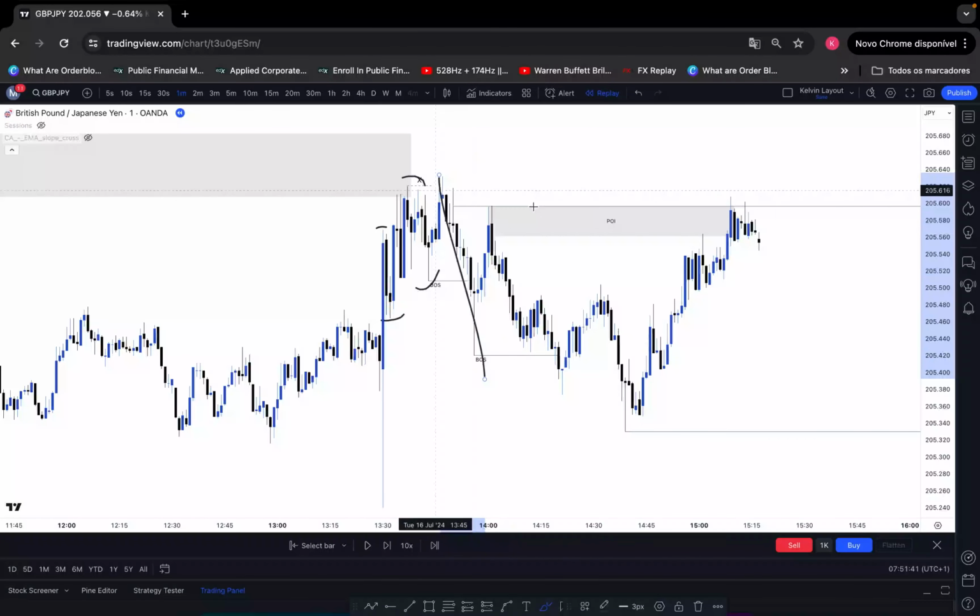So we had a nice change of character. This could have been the first entry. So price pulled back, mitigated. So right here we can see that we had a change of character, mitigation, then the second break of structure. So I ended up refining this order block on the M30, on 30 seconds. So price came all the way up.